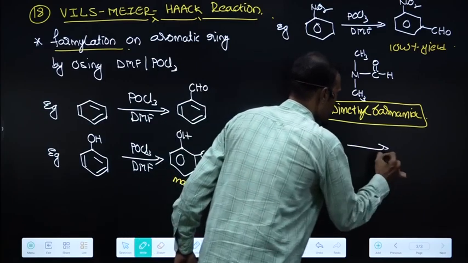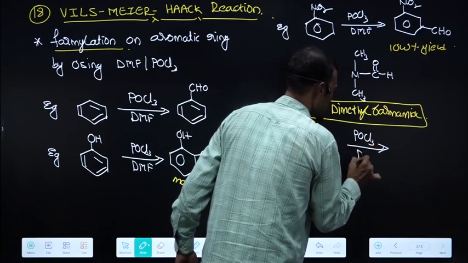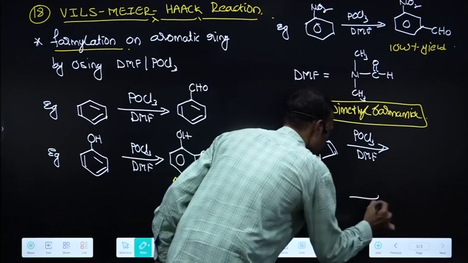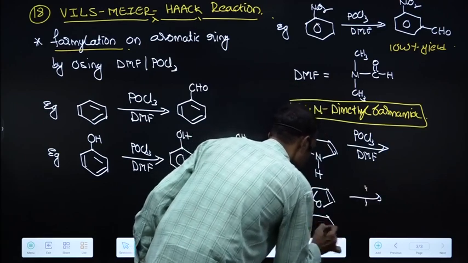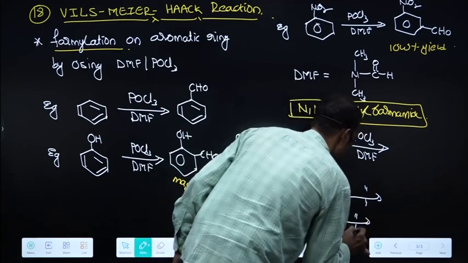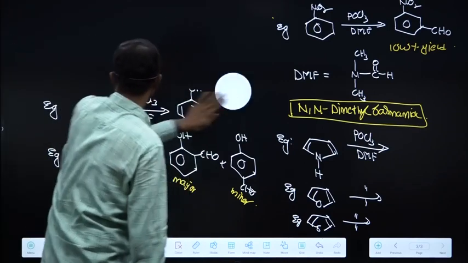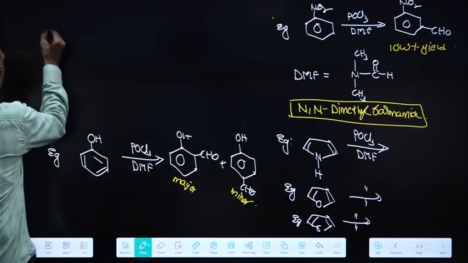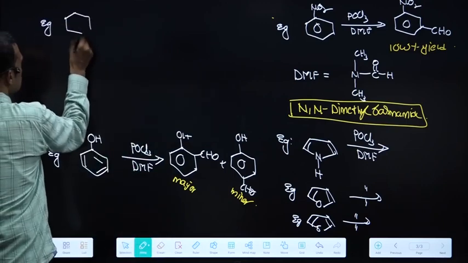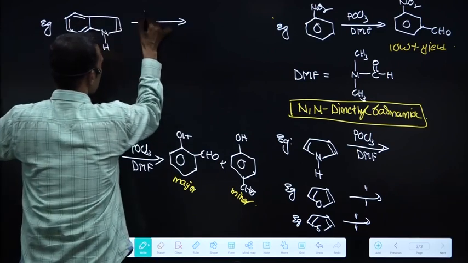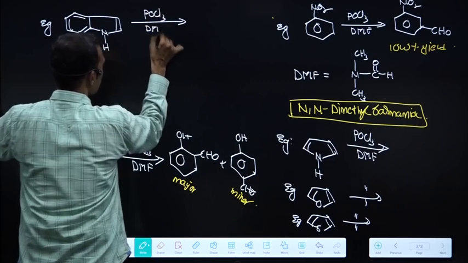See, if I take this molecule, they will give it like this: POCl3 in presence of DMF. Can you write the answer? Write the right product for furan, the right product for thiophene. Same reactions, the only thing is the change in reagent. This question was asked in the CSIR exam by giving indole. Indole reacts with POCl3 in presence of DMF. What is the answer?